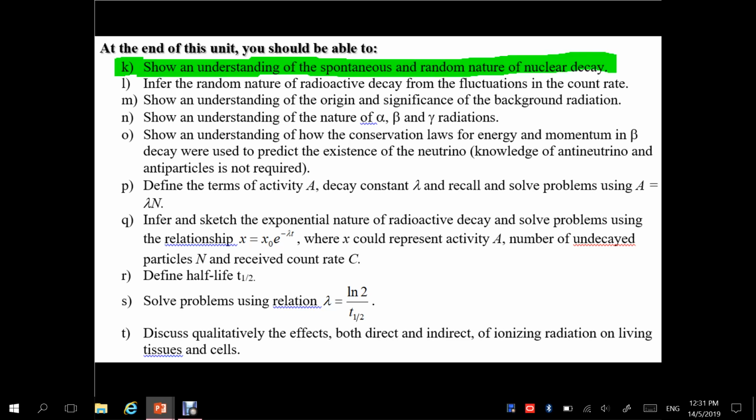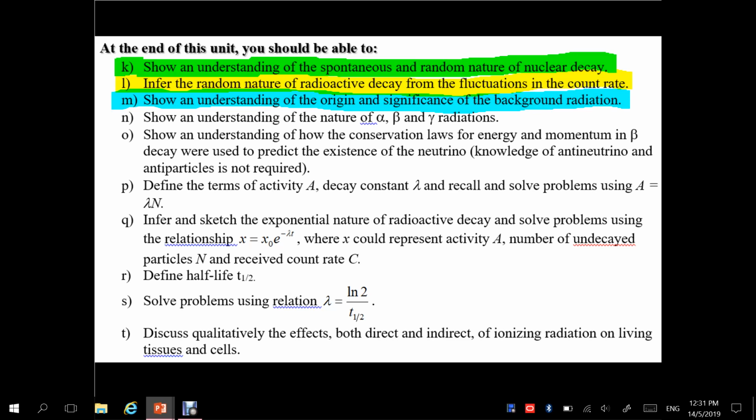In lecture 1 on radioactivity, we talked about the spontaneous and the random nature of radioactivity K. Spontaneous because there is no need for a trigger. It happened on its own. Random nature, as we observe from the data collected in example 1, there's a lot of fluctuations in the reading, so that gives the evidence for random nature. In the last lecture, we also talked about the count rate. So by measuring the count rate and the fluctuation of count rate, we actually infer the random nature.